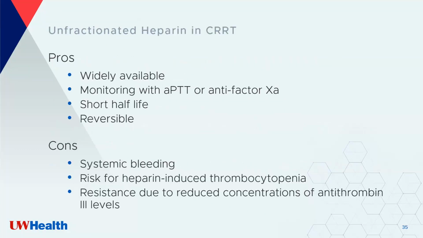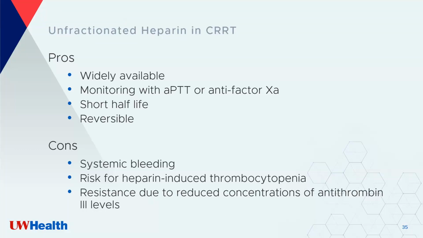In a patient that does clot with a saline flush, we're also able to switch to unfractionated heparin, which can be infused either regionally or systemically. Some of the pros are that it is widely available and can be monitored to determine effectiveness. We can use either APTT or anti-factor 10A. It has a short half-life and is fully reversible with protamine, so it may be an attractive option for a patient who potentially would need to have the anticoagulation reversed immediately.